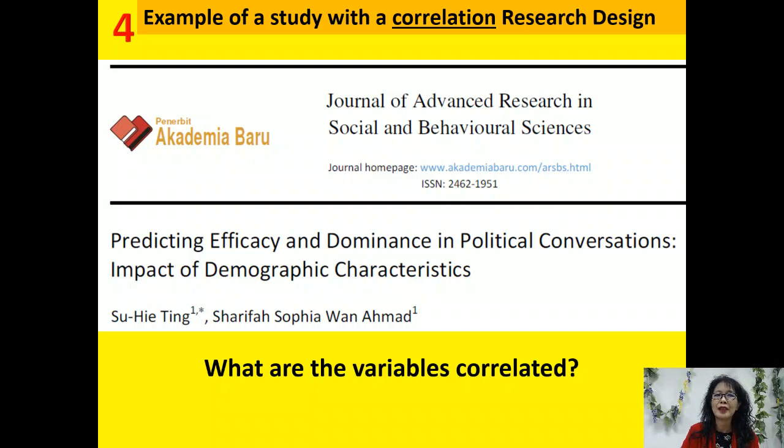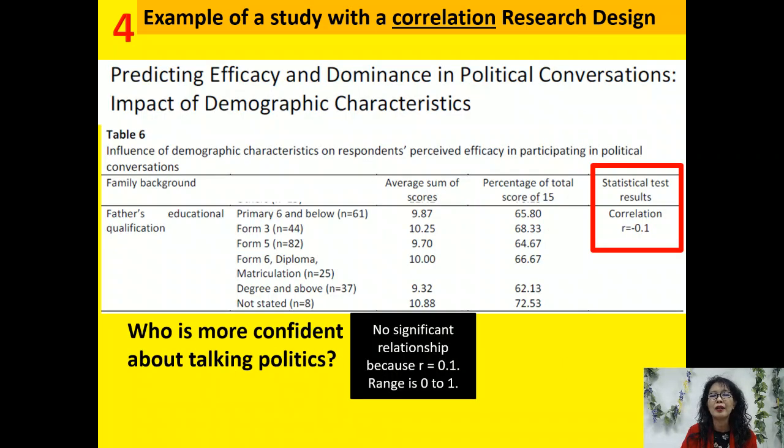Demographic characteristics are correlated with efficacy. Demographic characteristics are also correlated with dominance here. So we studied 2 kinds of correlation here. But of course, not all demographic characteristics can be correlated because some are categorical, like male, female. So here I show you part of a table where it is possible to do a correlation.